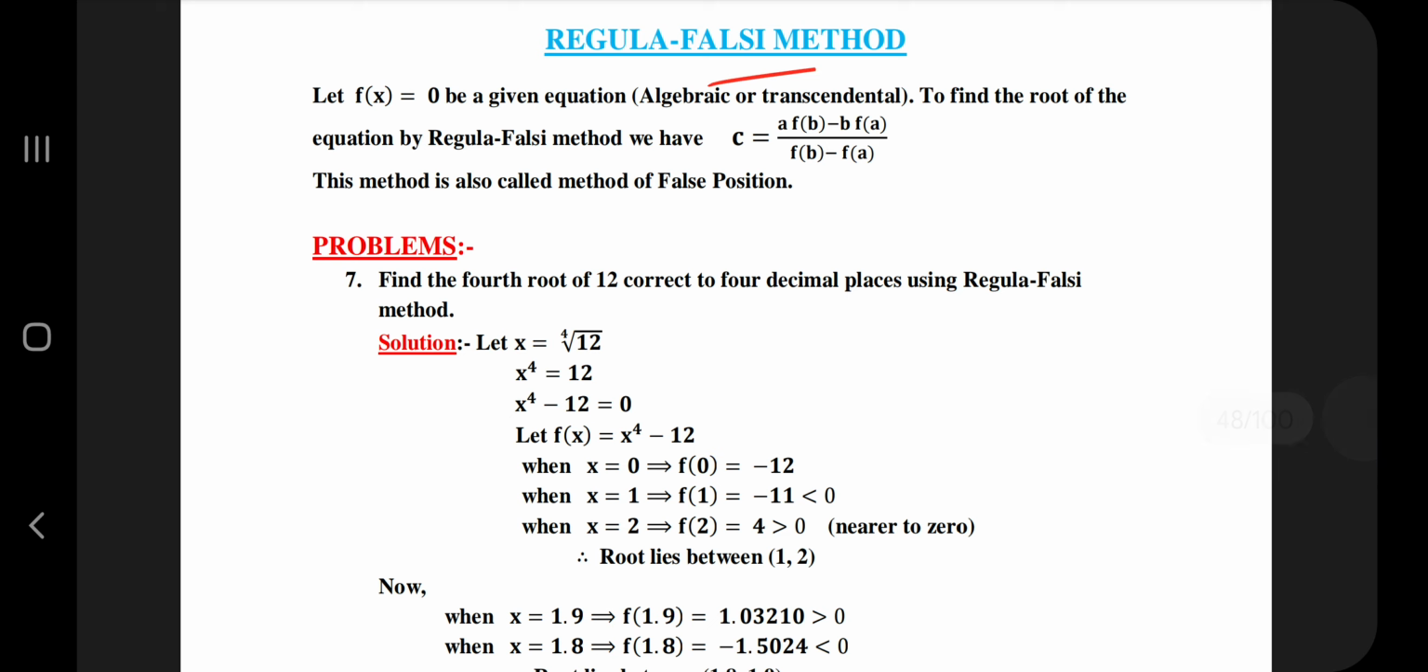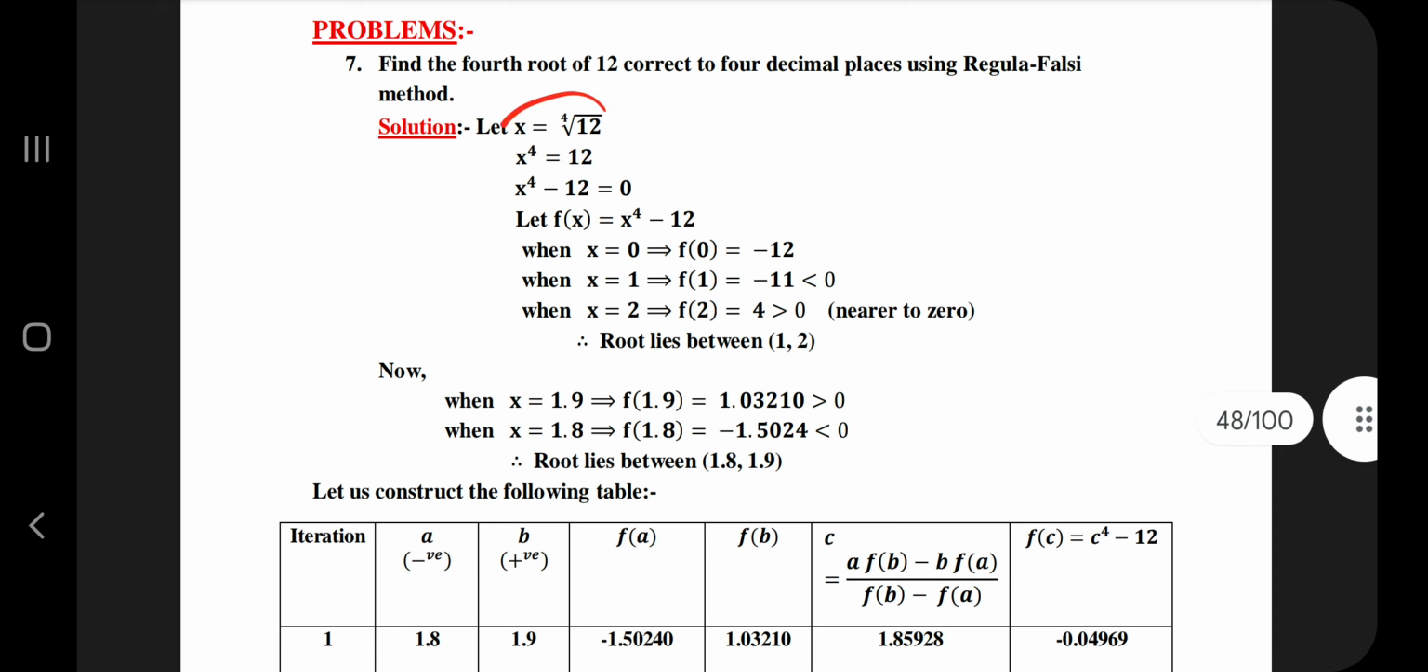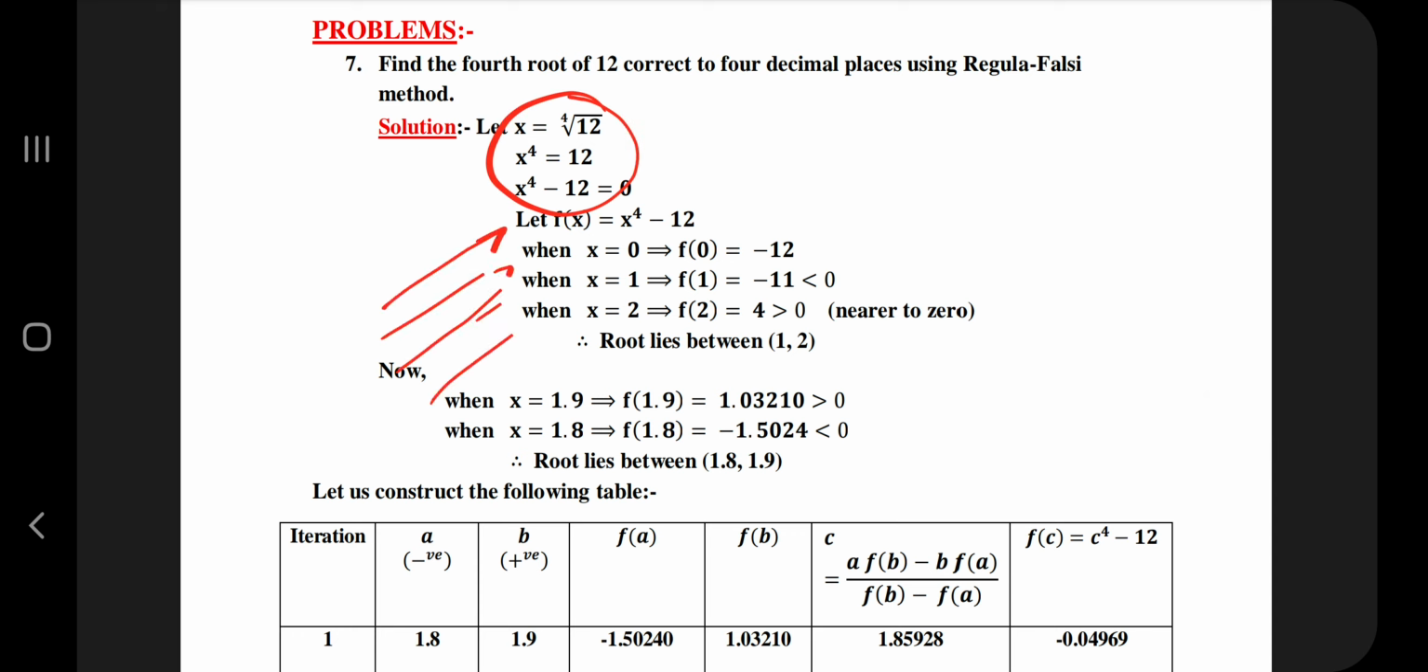Coming to the Regula-Falsi method, it's the same thing. There are different formulas here, and that's all you have to use. The equation will be given to you. F of x is given. When x is 0, x is 1, x is 2, calculate until a difference comes. Whenever a difference comes, that means the root lies between these two. Increase the values by 0.1.